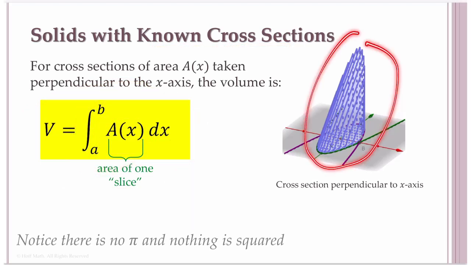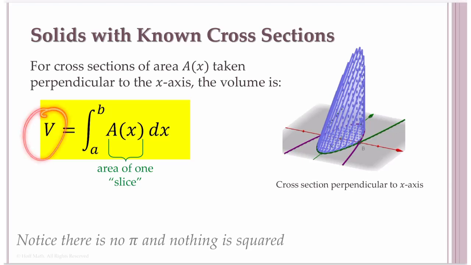So in this diagram, you can see these, I think, are supposed to be isosceles right triangles, and that would be one slice. And if you have an infinite number of slices that are infinitely thin to make your 3D solid, then you want to add up all of those different areas, and that's going to give you the volume. Notice, since we've already done the disc and washer method, that there's no pi.